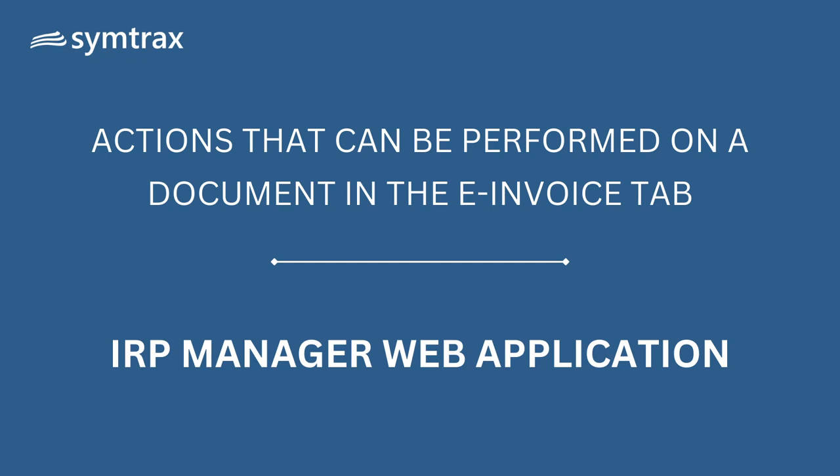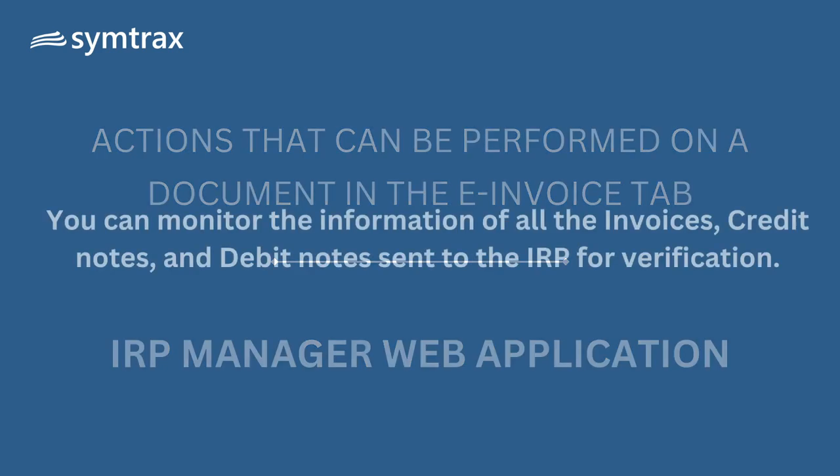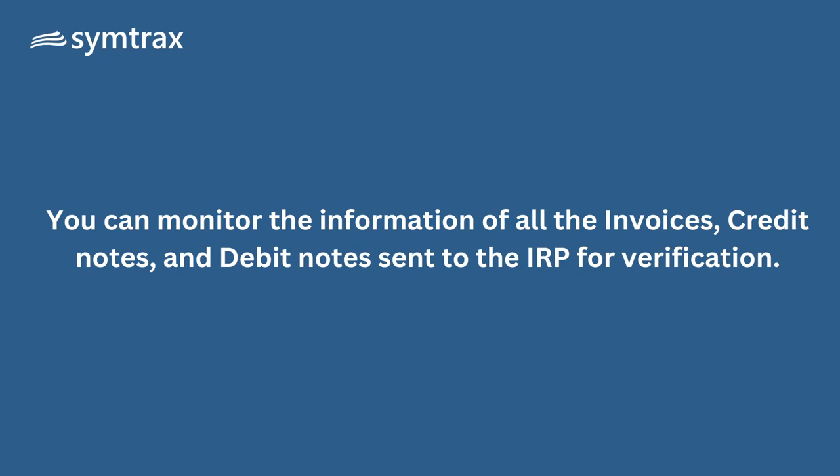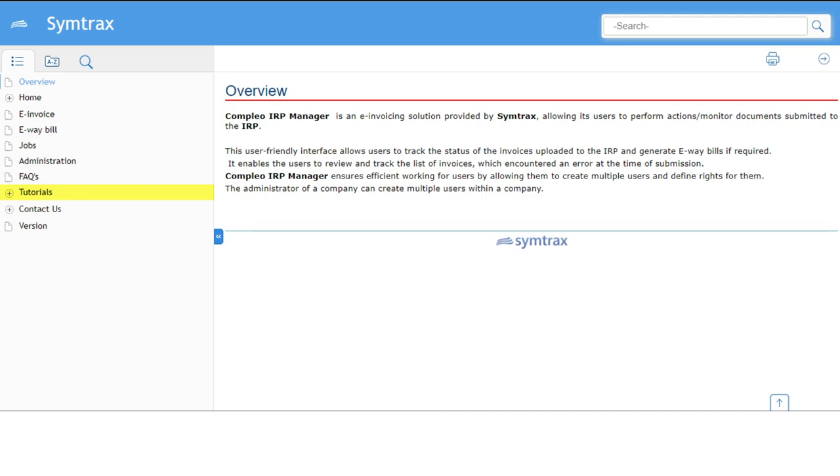In this video, we'll explore all the actions that you can perform on an invoice through the E-invoice tab of the Compleo IRP Manager. With the E-invoicing tab of IRP Manager, you can monitor and perform actions on the invoices sent to the IRP portal. For better understanding of the interface, check our explanatory video from the tutorial section.